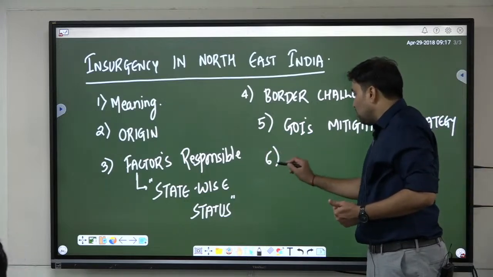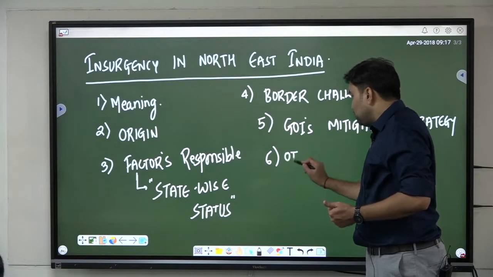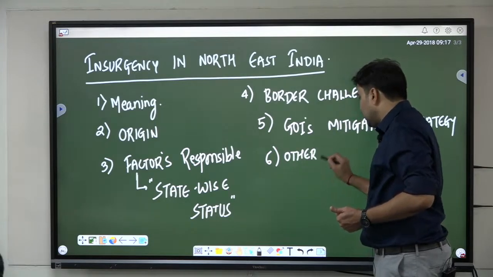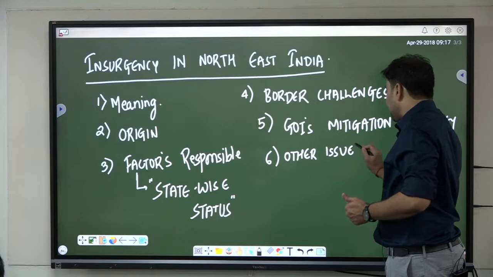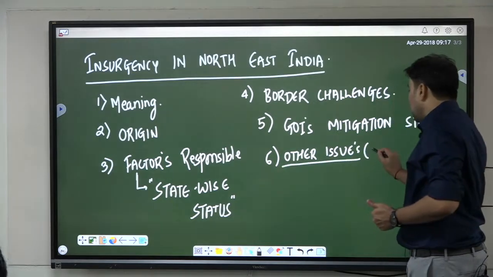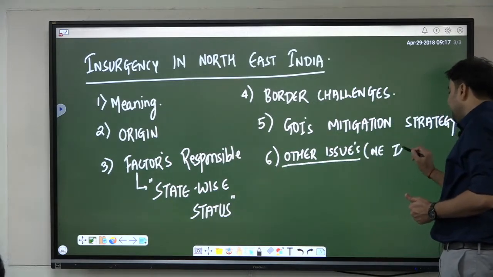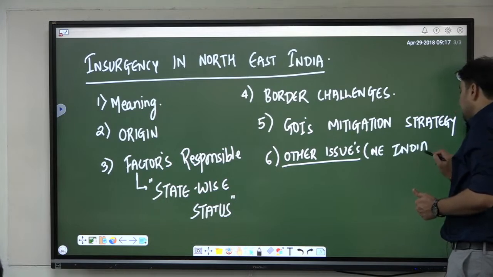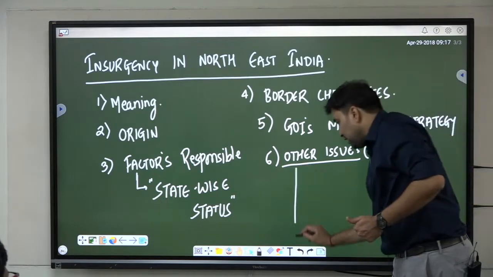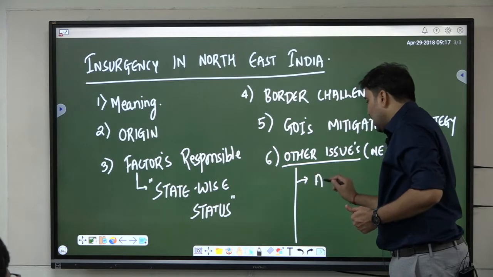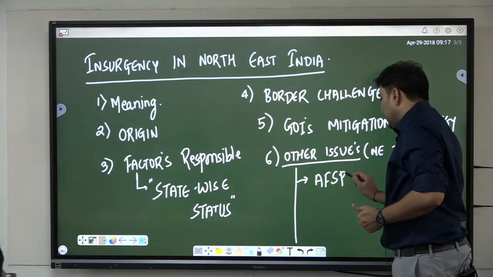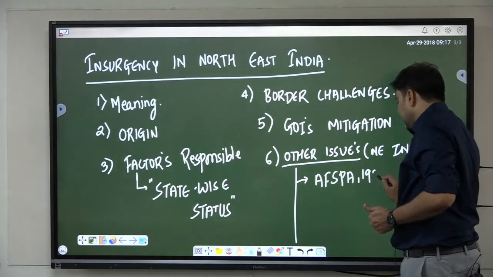Sixth, we'll also understand certain other issues with respect to Northeast India. These are as follows. First, we'll understand issues related to the Armed Forces Special Power Act 1958.